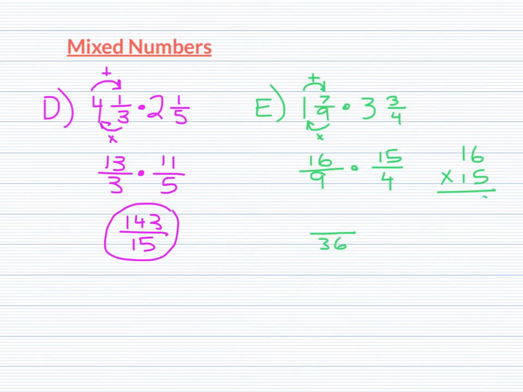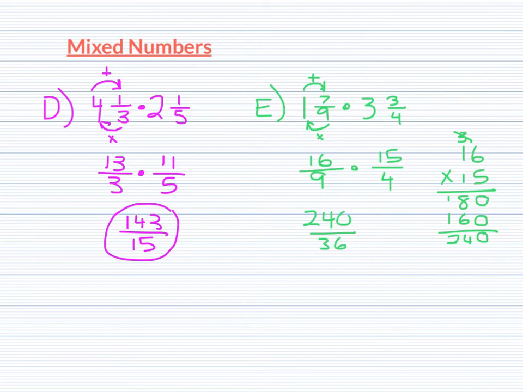5 times 6 is 30. Carry the 3. 1 times 5 is 5, plus 3 is 8. Add a 0 in my next row. We're done with that. 1 times 6 is 6. 1 times 1 is 1. So we get 0. 8 plus 6 is 14. Carry the 1. That gives us 2. So 240. 240 over 36.